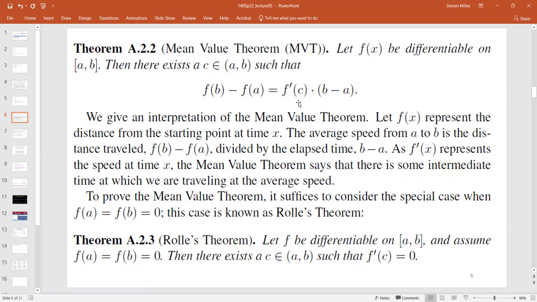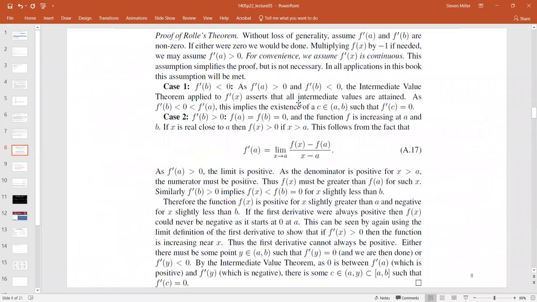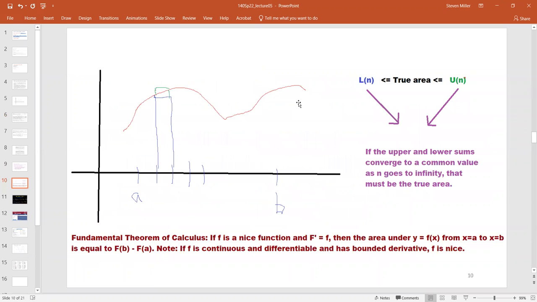And so we talked about the fundamental theorem of calculus. We talked about how we find these upper sums and these lower sums. One of the difficulties with the upper sum and the lower sum approach is you have to find on each interval, where is the function smallest? Where is the function largest? This is not easy in general.